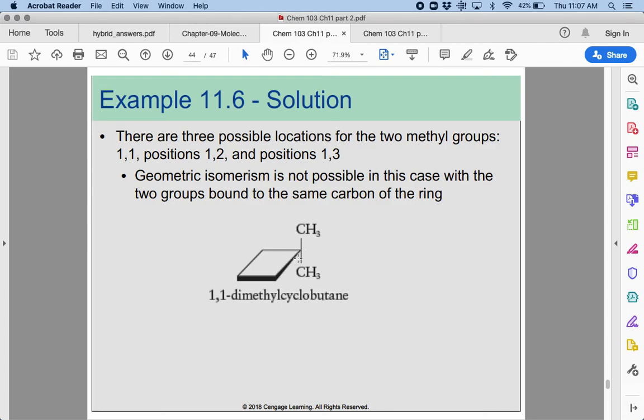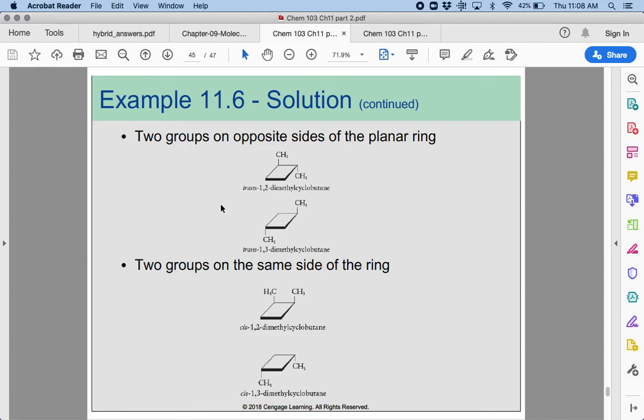Well, the 1 and the 4 would be the same as it being on the 1 and the 2. Does that make sense? I could go 1, 2, 3, 1, 2, 3. It's the same either way. So 1, 1, 1, 2, or 1, 3 are my options. Again, you may be going, well, why can't it be 2, 2? If it was 2, 2, then we would just start with our counting of our number 1 here. Or if it was 3, 3, we would just start with our counting of our number 1 here. So that takes care of the different positions they could be in, but we need to figure out the geometric isomers. So there's quite a few of them.